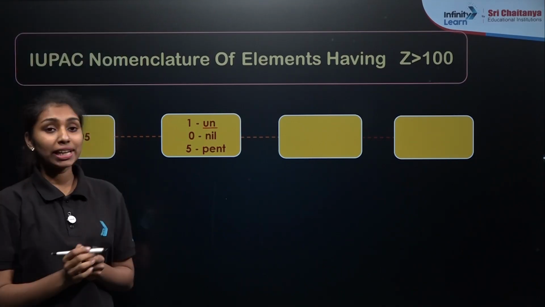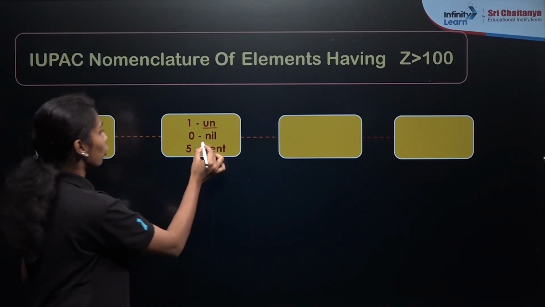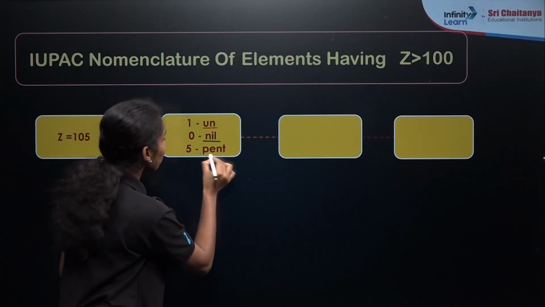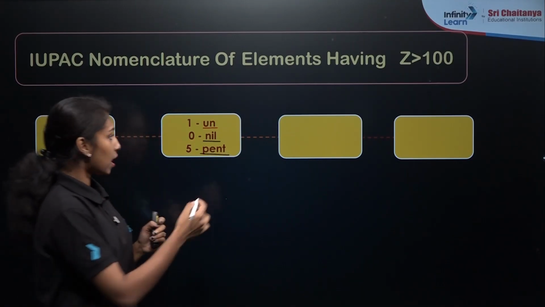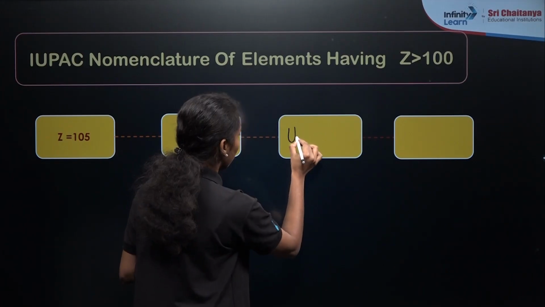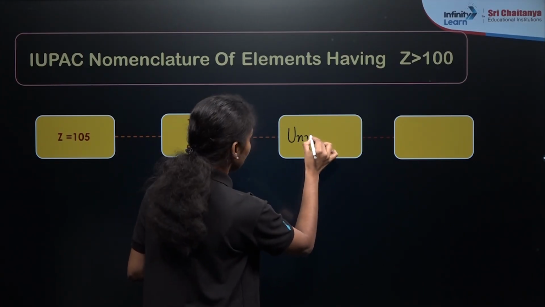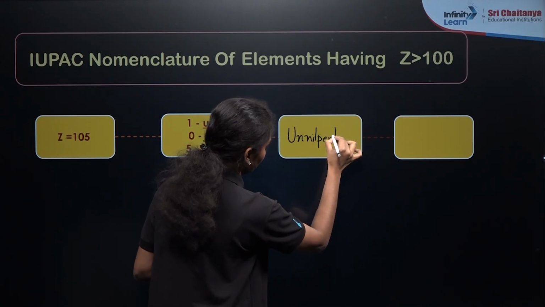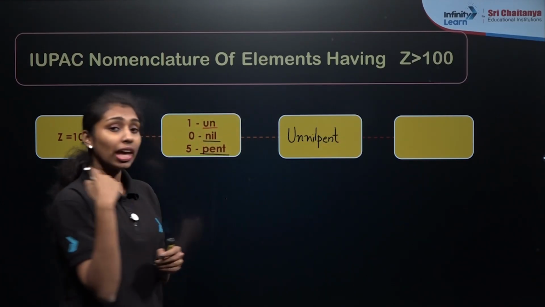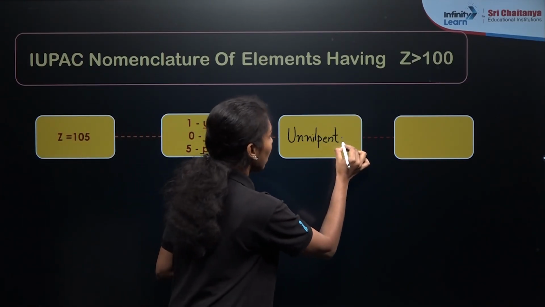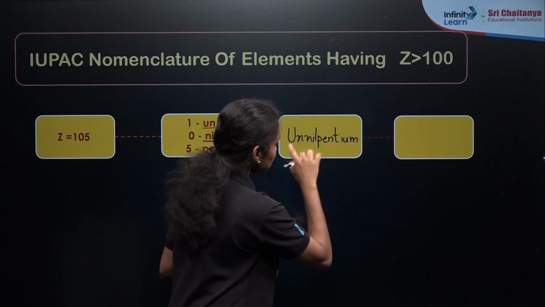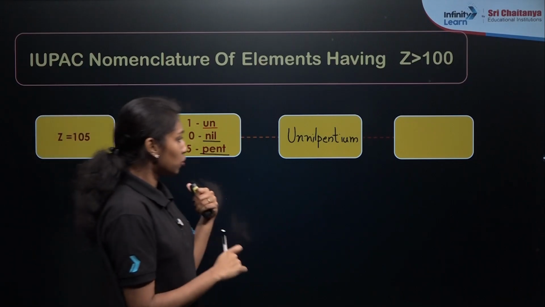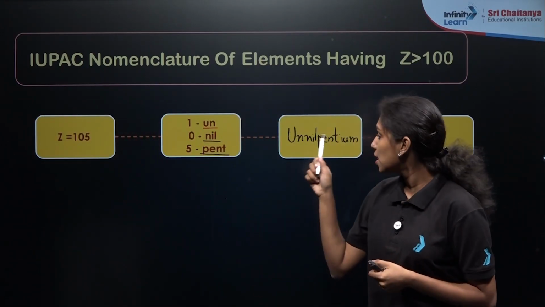Then what about the case of 0? 0 will be nil, right? 0 will be nil. And 5 is equal to pent, right? Then what will be the symbol or name? We will start from here. U should be capital first. Un, nil, pent, right? These are the word roots according to the digits. Then what do we have to add? At the end, we need to add ium, right? So this will be the name of this element with atomic number 105, that is unnilpentium.